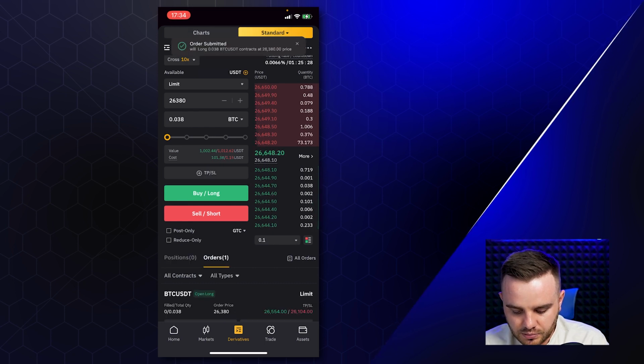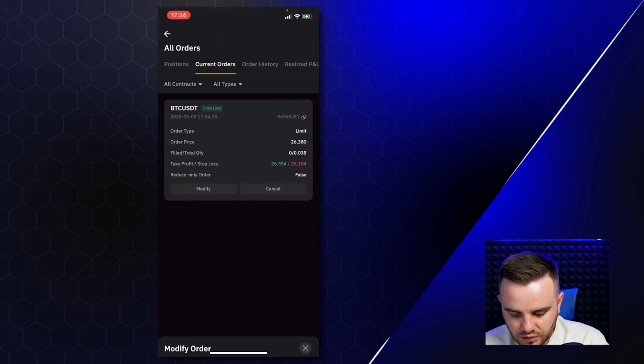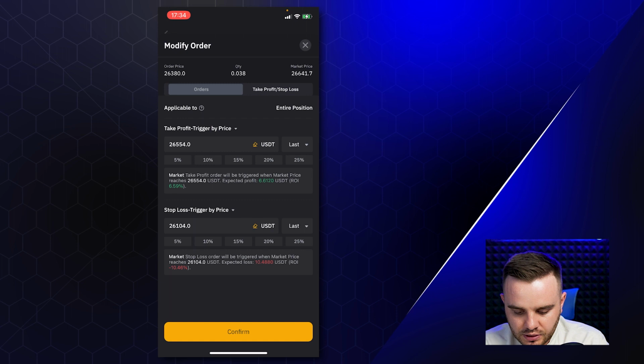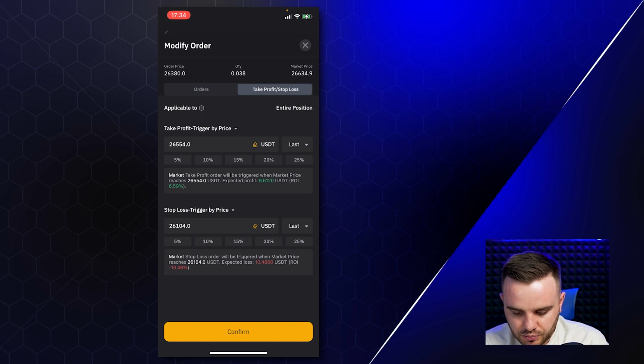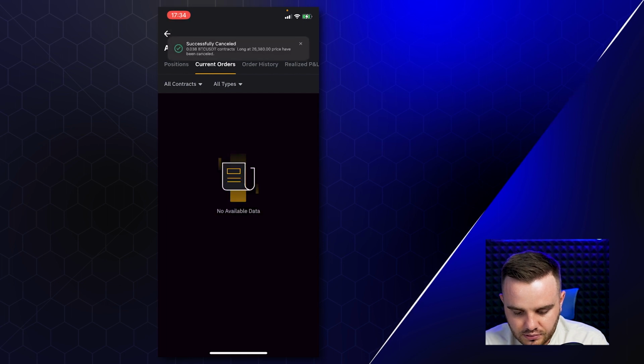As you can see, order submitted, and here you have this open long limit order. You can modify the stop loss, order price, and amount of coins, and also you can modify your stop loss and take profit. To cancel, it's simple. Right, cancel, and that's it.